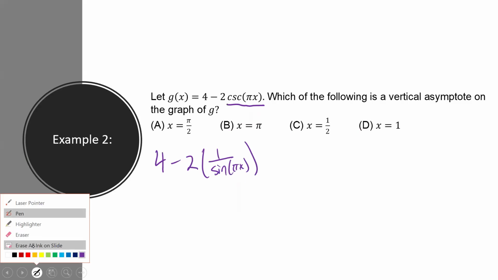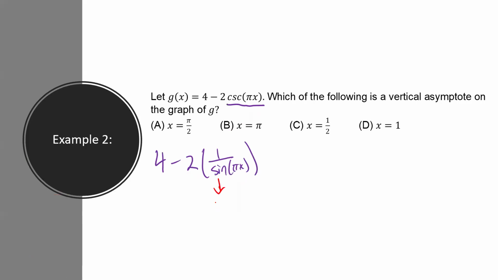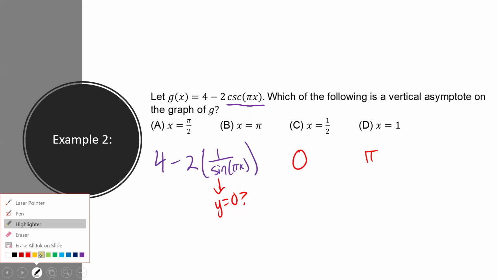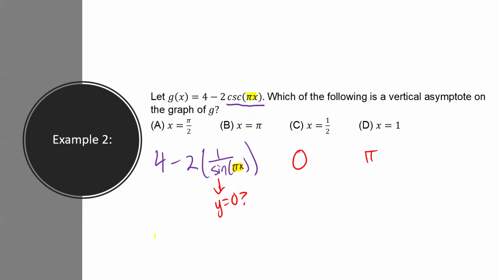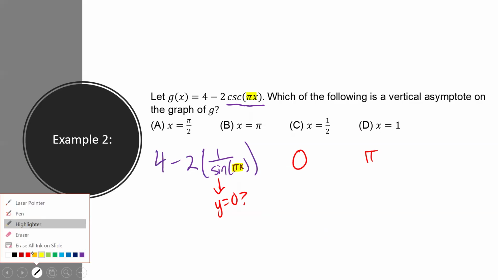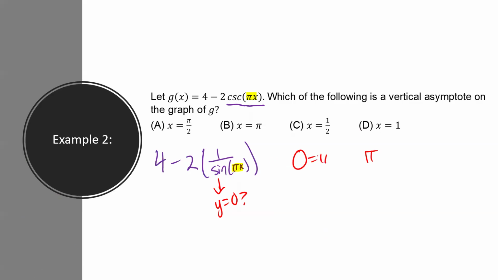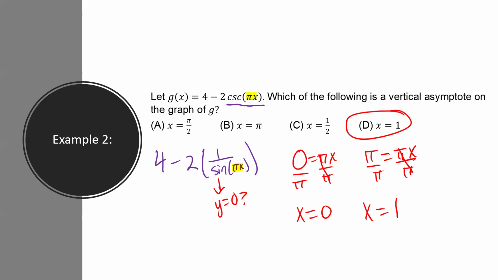Now we're asking ourselves, when does y equal 0 on our unit circle, because sine is y? At 0 and pi. What is our argument? Our argument is pi x. So we set those points equal to pi x, and both are divided by pi. So we got a possible answer of 0 and a possible answer of 1. Which one is available? The 1.